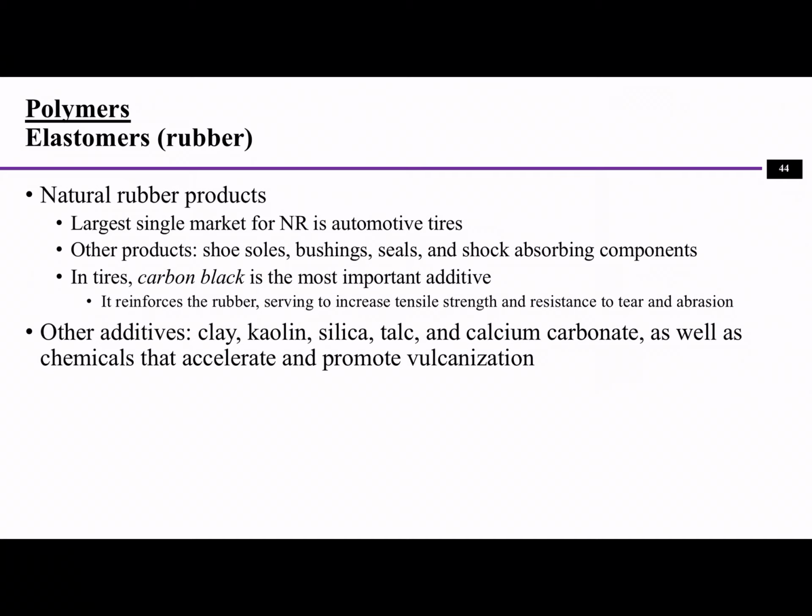So natural rubber products are usually used a lot in car tires, right? Some other products are bushings, shoes, seals, and also some shock absorbing components. And when we are making tires, a lot of the time we add carbon black, which reinforces the rubber, serving to increase its tensile strength and also resistance to tear and abrasion.